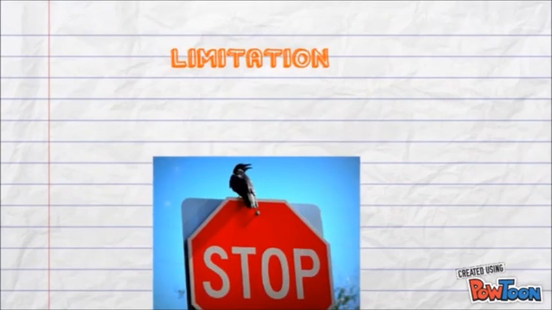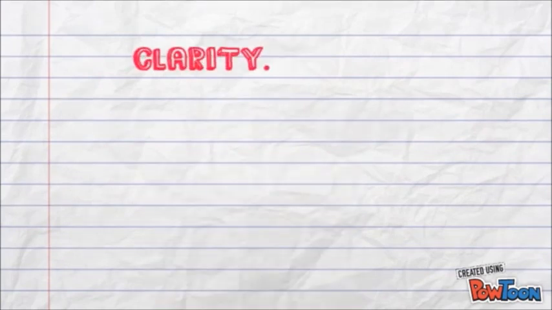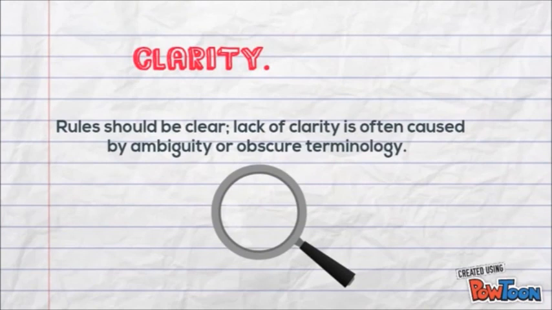The second characteristic is limitation. Why? Because rules must show clearly what the limits are on the use of a given form. For example, it establishes what specific topic the rules should cover. Another characteristic is clarity. Rules should be clear. Why? Because the author also states that lack of clarity is often caused by ambiguity or skipped terminology. So we need to pay attention to our vocabulary in the classroom.